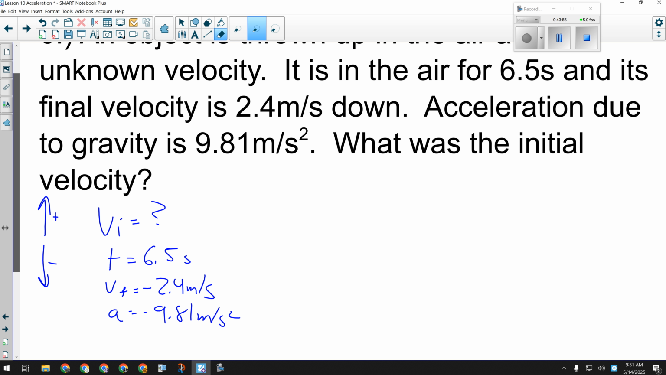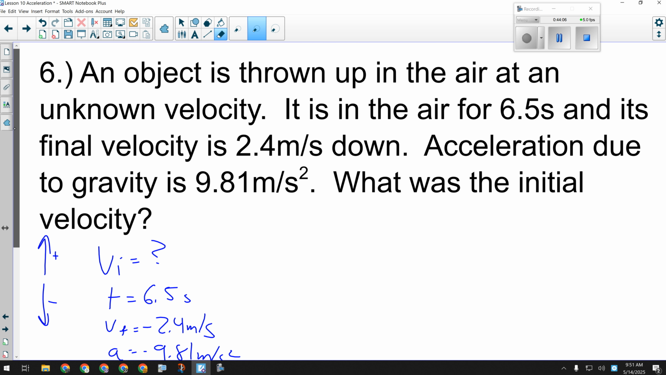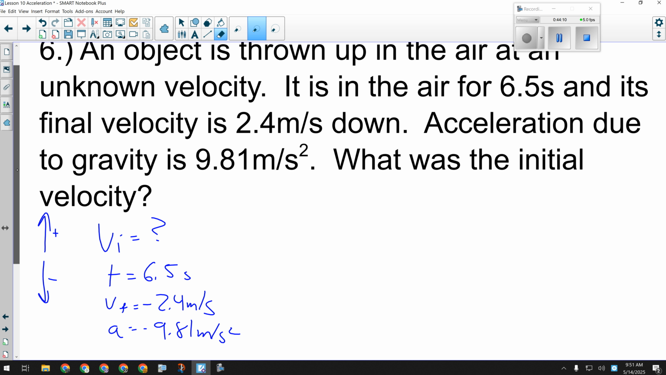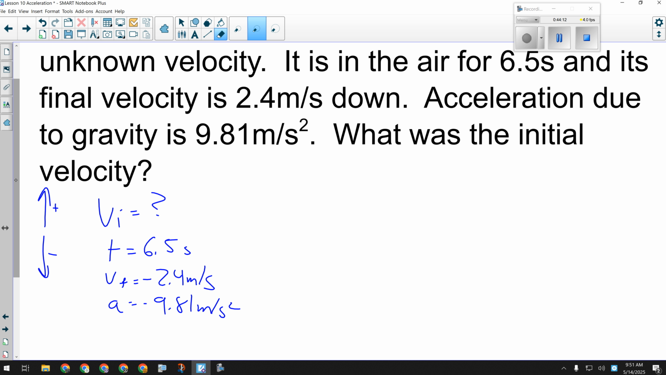We're looking for VI. So this is the trickiest manipulation, and we probably have a change in direction because we're told down for our final and up for our initial. So I better get a positive number when I do all this or I've done something wrong. That's the kind of check you can use in your head from the context of the question.